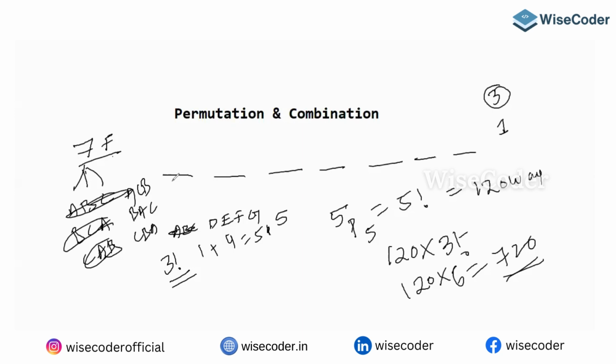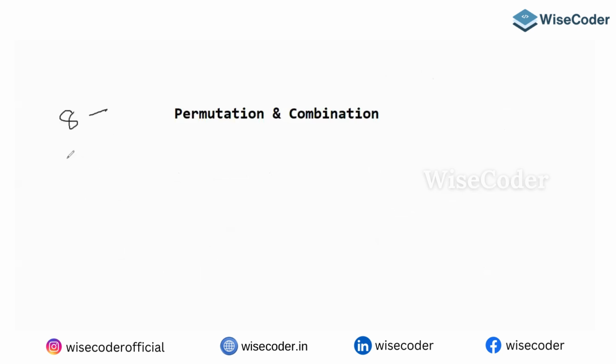Let me take one more example. Now let's say there are 8 persons. 3 persons want to be together.